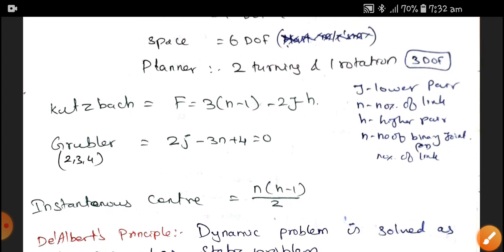Next, an important formula: instantaneous center. The instantaneous centers are the points where the motion is to be done. The number of instantaneous centers is given by the formula n into n minus 1 divided by 2. Okay.